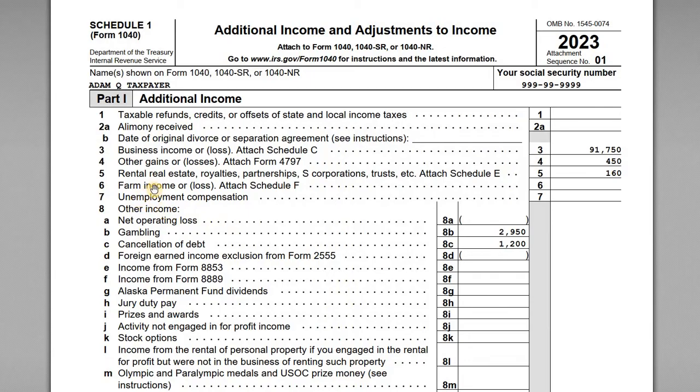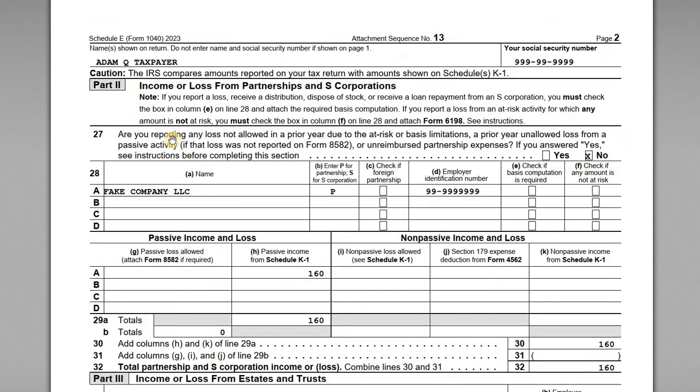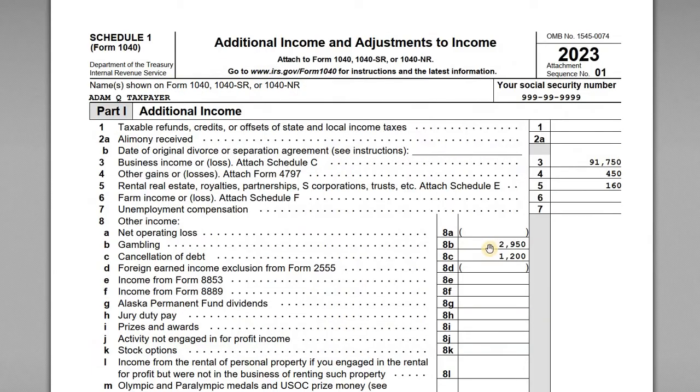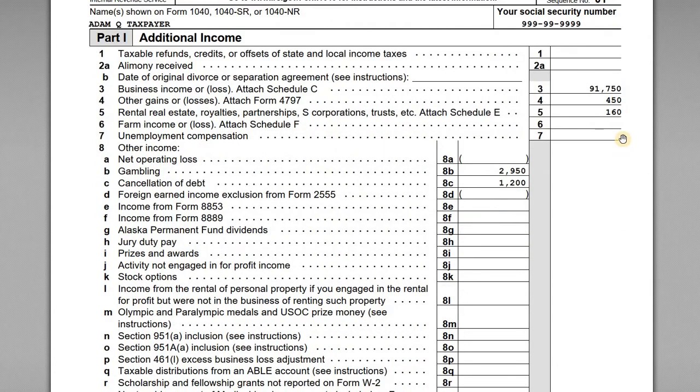Line 5 is where we would report rental real estate income from Schedule E. Or Schedule E Part 2, we have income flowing through from partnerships, S corporations, or trusts. So in this example, Adam has a flow-through K1 coming through from a partnership, and so that income is reported in Part 2, Schedule E, and then it's ultimately flowing through to Schedule 1 as well. So this is included in his ordinary income. If you have farming income, you would attach a Schedule F and complete that schedule. The net amount flows through to Schedule 1 as well.